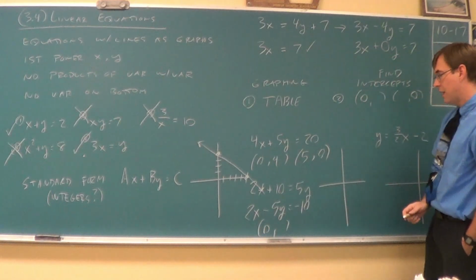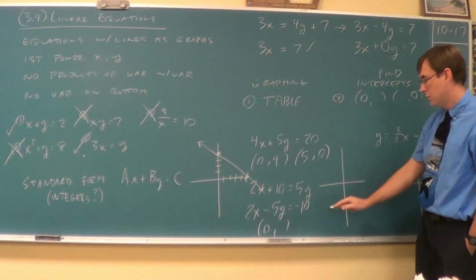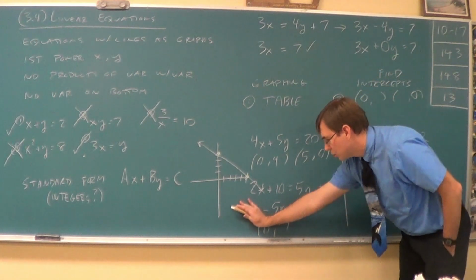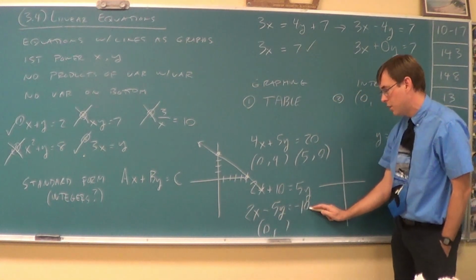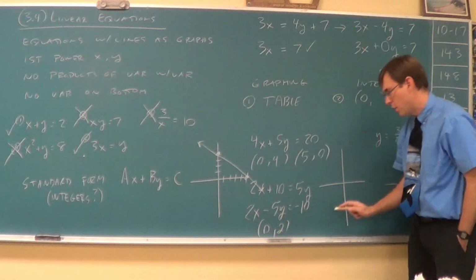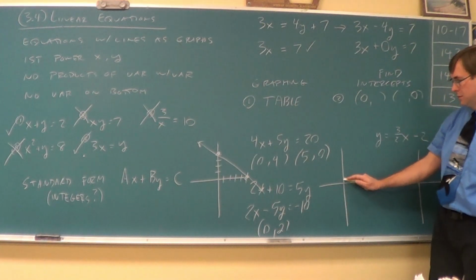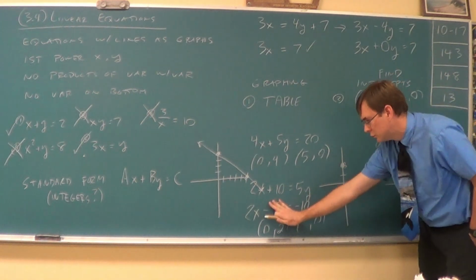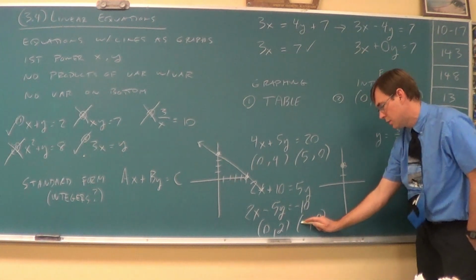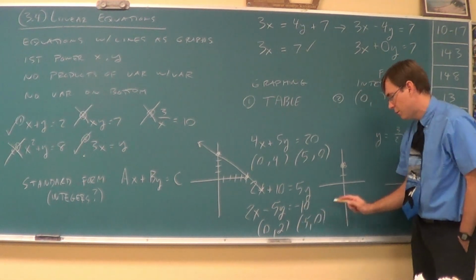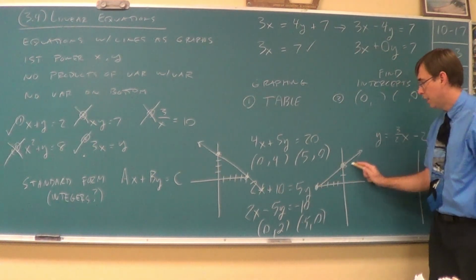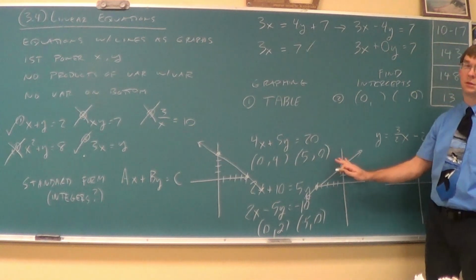If x is 0, cover up the x with my hand if I wanted to. Do the opposite. Y would be, if the x disappears, and we solve that, y wouldn't be negative 2. It would be a positive 2. Where is that? Up 2. If I make the y 0, what would the x be? Negative 5. Where is that located? Left 5. And then connect them.